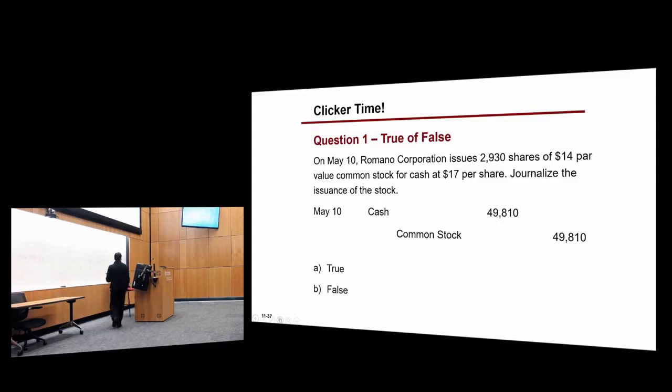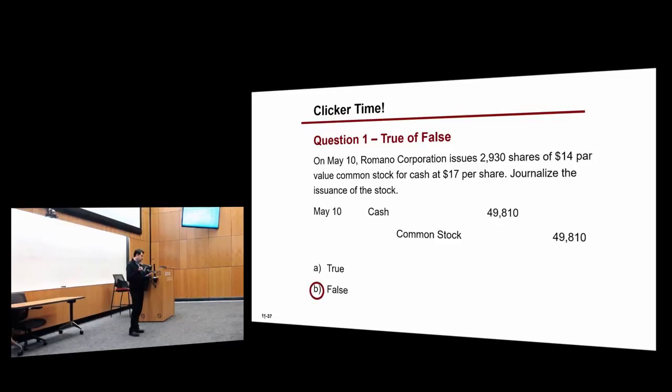Okay, so let's do this one. On May 10th, Romano Corporation issues 2,930 shares of $14 par value common stock for cash at $17 per share. Is this journal entry correct or no? That's good. Okay. This is why I said that was good.